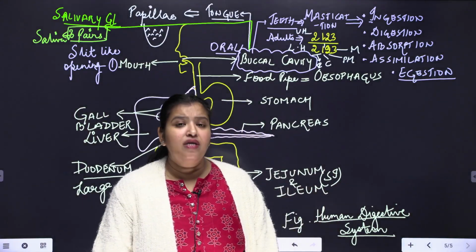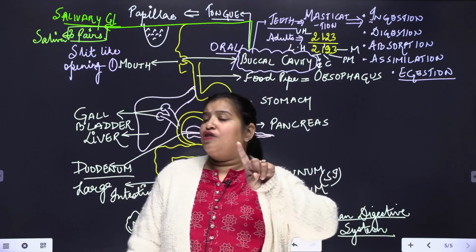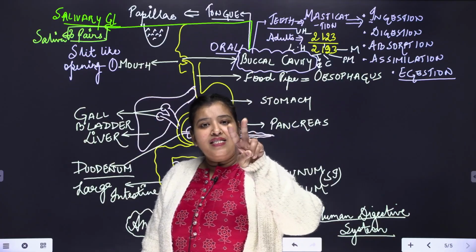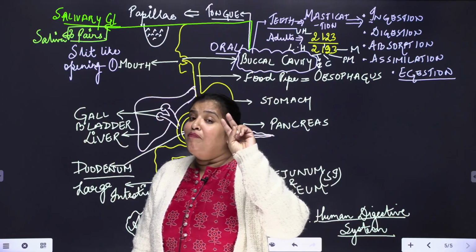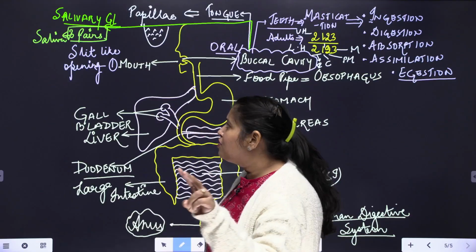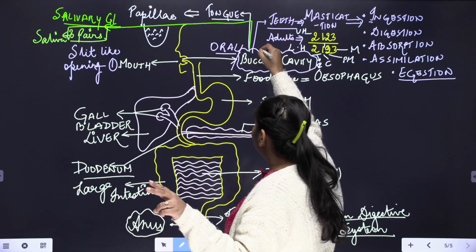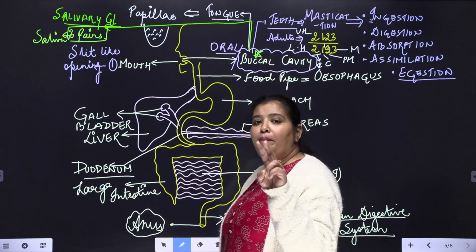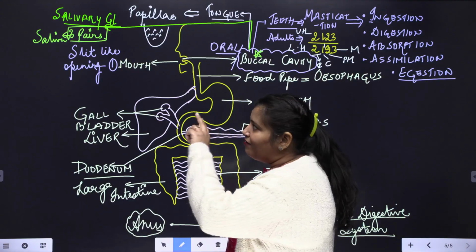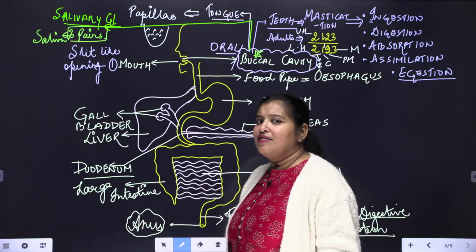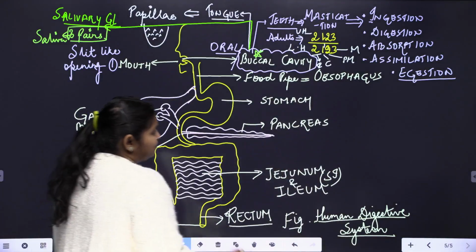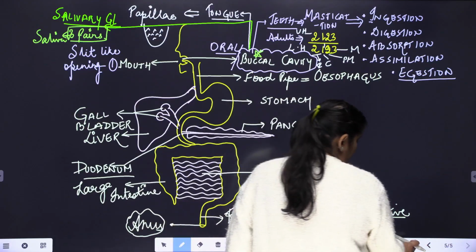Yes, my dear students. The first step was ingestion, which happened at the slit-like opening, the mouth. The second step was digestion. And please keep in mind, the process of digestion begins in the buccal cavity itself because of the presence of saliva. That means saliva has something special. Yes, saliva definitely has something special to do. I'll write the point on the next page.